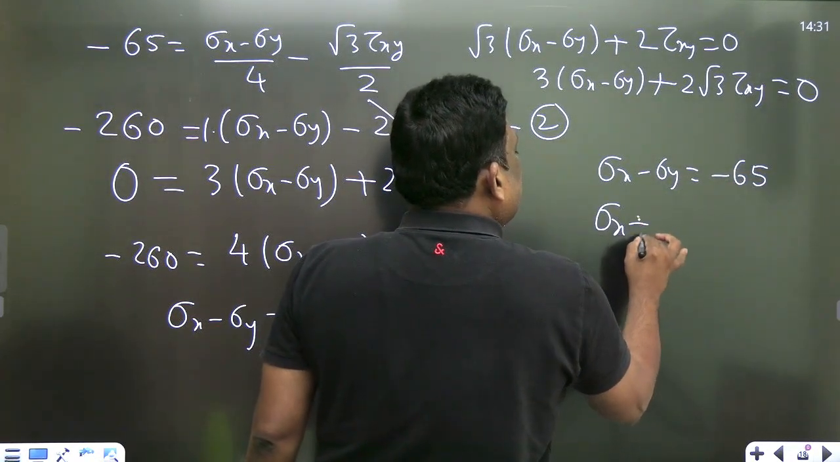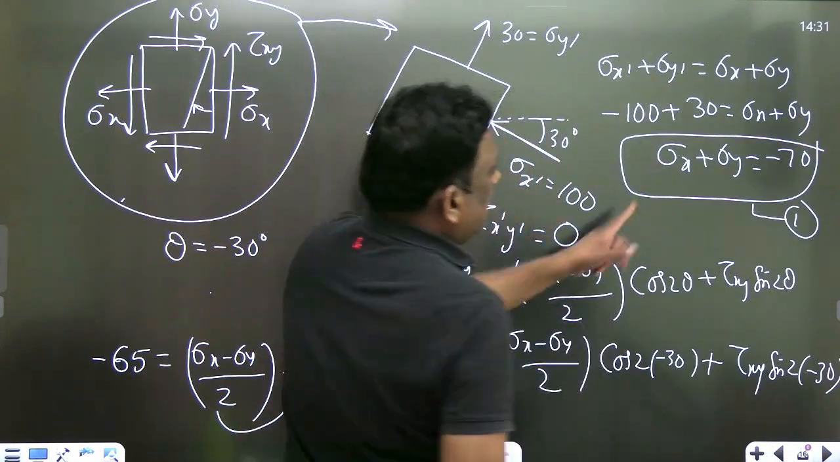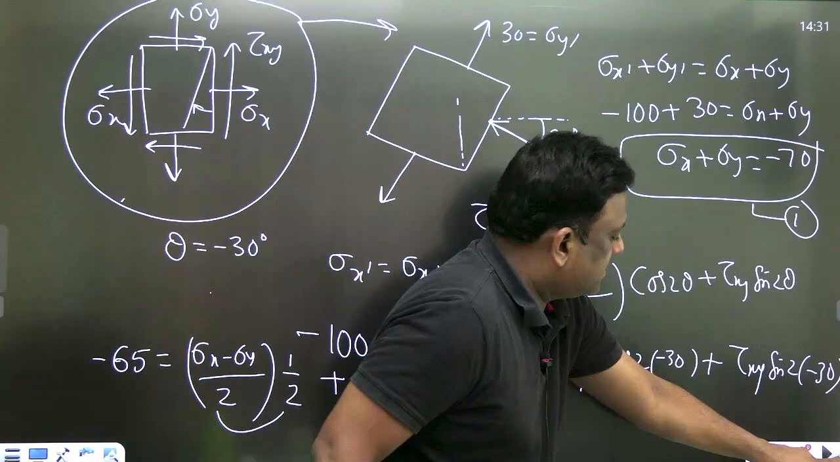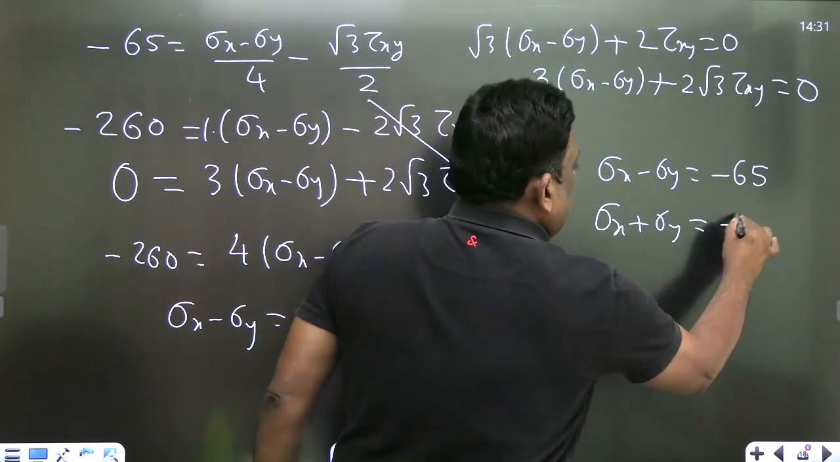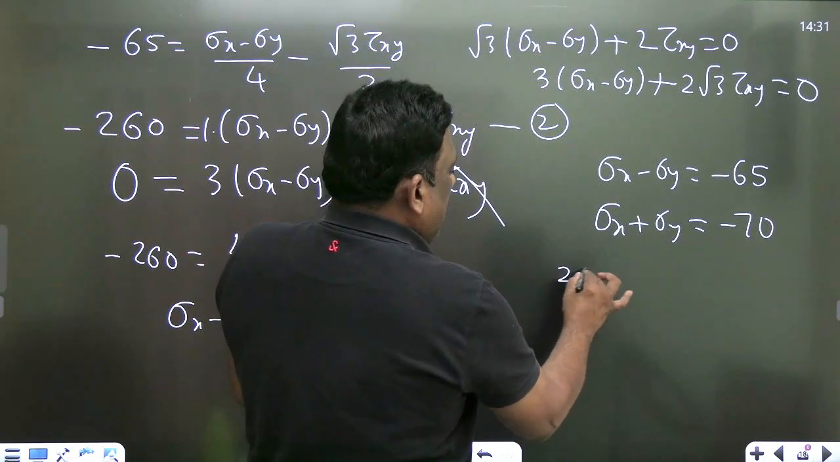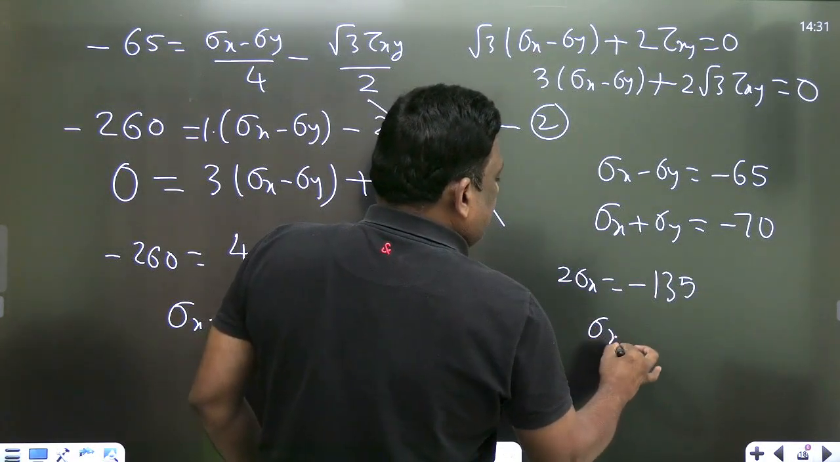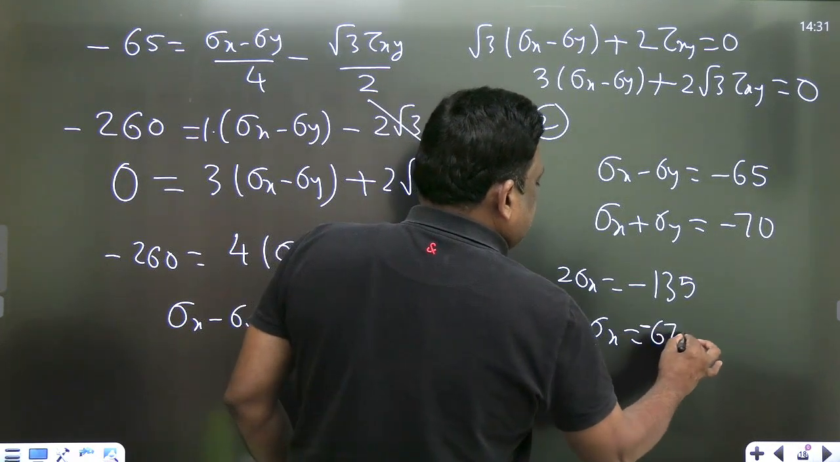Already sigma x plus sigma y, we got some value. Already sigma x plus sigma y is minus 70. Solve both. दोनों को ऐड करना, तो 2 sigma x is equal to minus 135, or sigma x is equal to minus of 67.5.